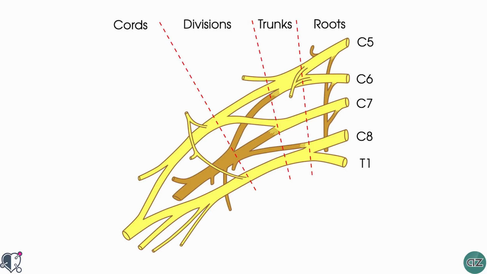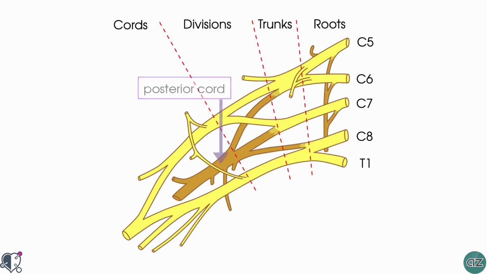We're looking here at a schematic of the brachial plexus. We can see on the right hand side roots C5 to T1 which form the brachial plexus, and we can see the trunks, the divisions and the cords. For more information on the brachial plexus, check out my other tutorials which cover this subject more comprehensively.